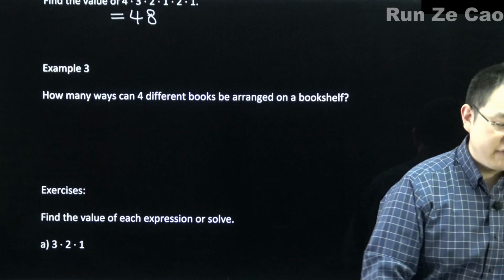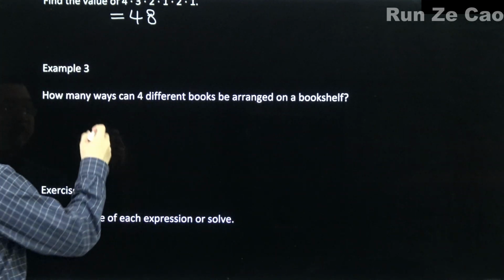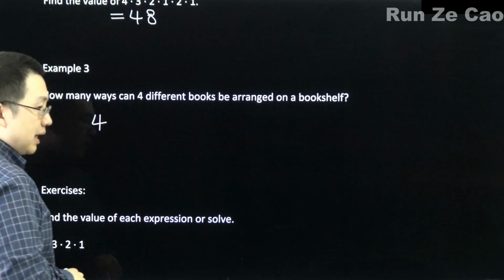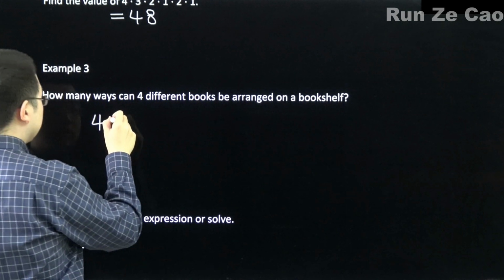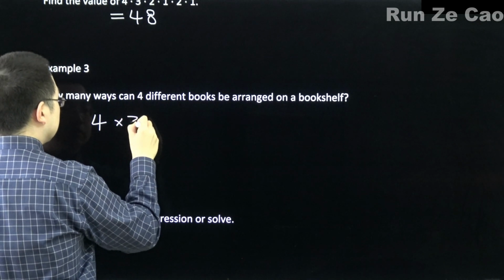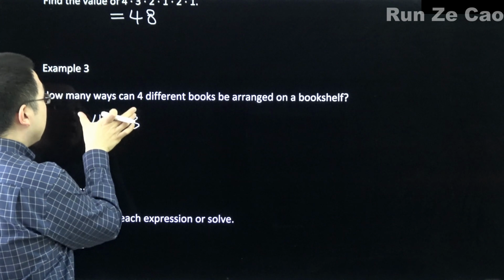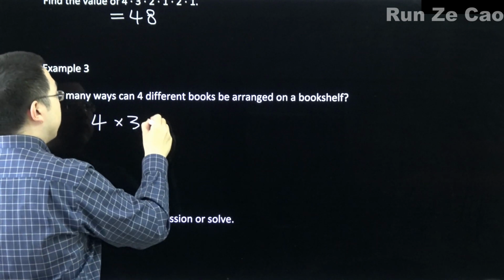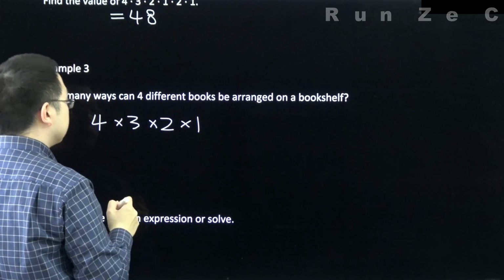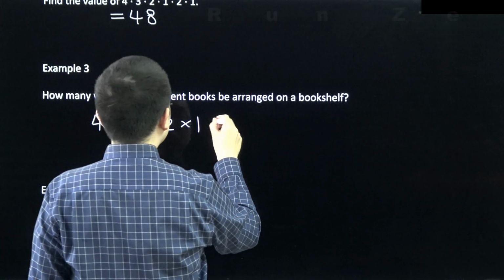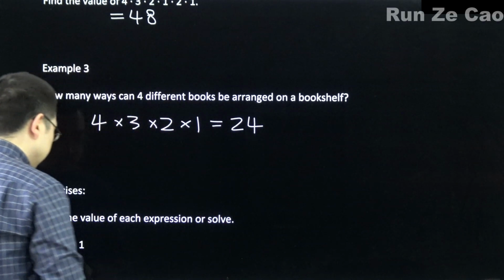All right, how many ways can 4 different books be arranged on a bookshelf? Well, you have 4 choices for your first book. Okay, and for every single choice of first book, you have 3 choices for your second book out of the 3 remaining books. And then for every permutation of those 2, you have 2 choices for your third book and 1 choice for your last book. And this is equal to 24 ways.